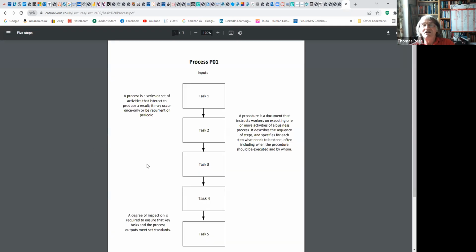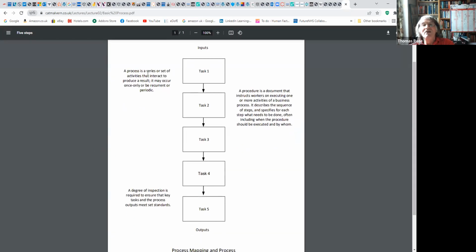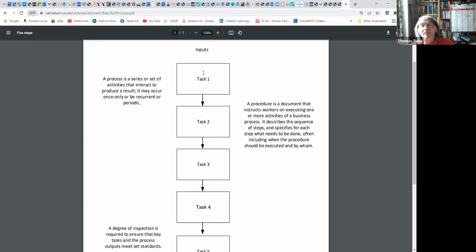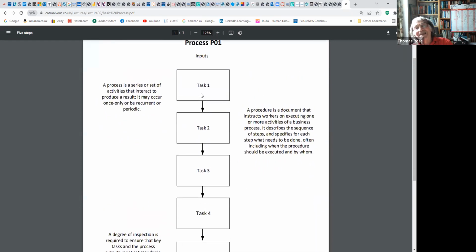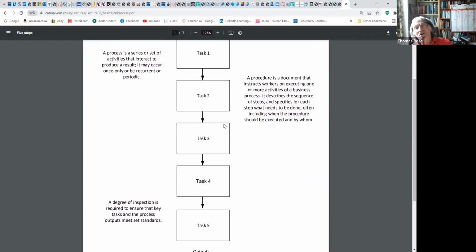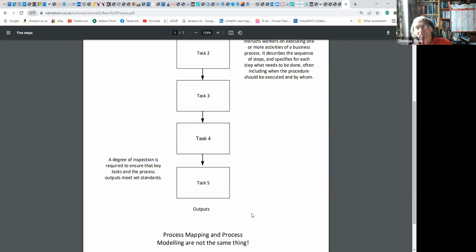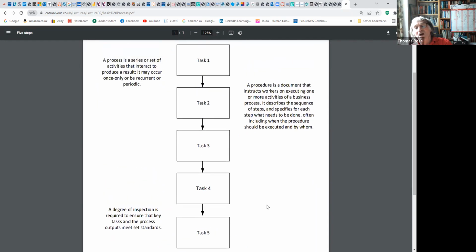This is just a simple diagram of a basic process. So a process is a series of tasks that convert an input to an output. And this is what I'd call a process map. You don't need any branches or yes/no decision boxes. That's process modeling. This is process mapping.